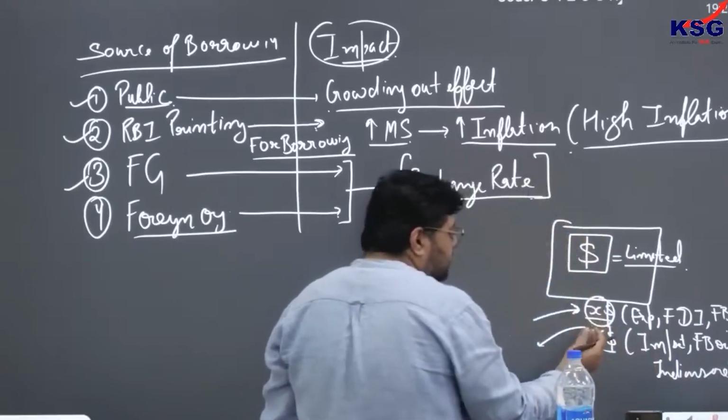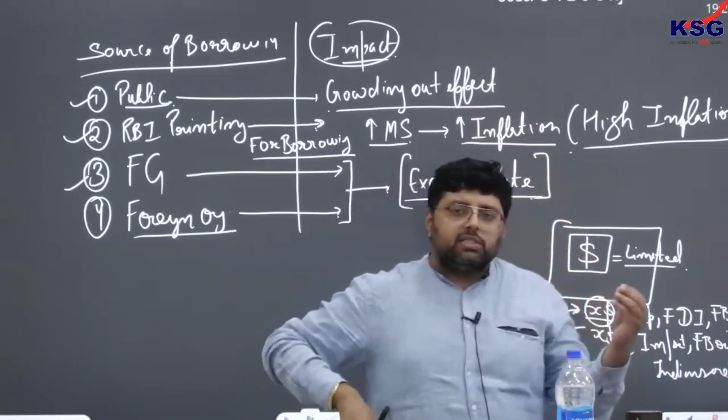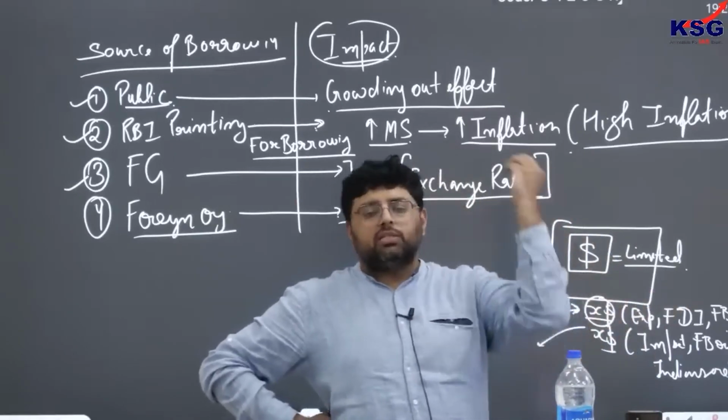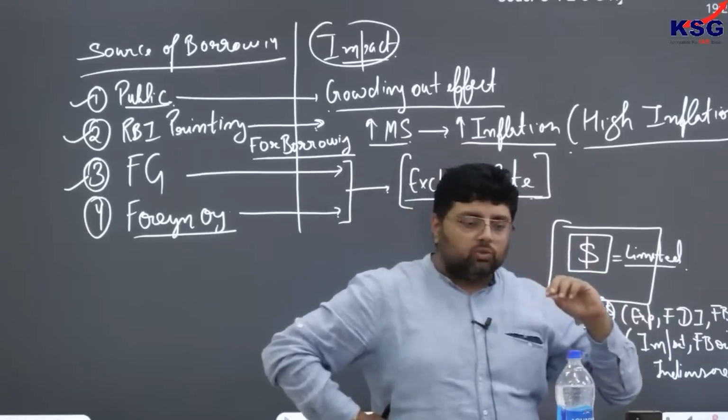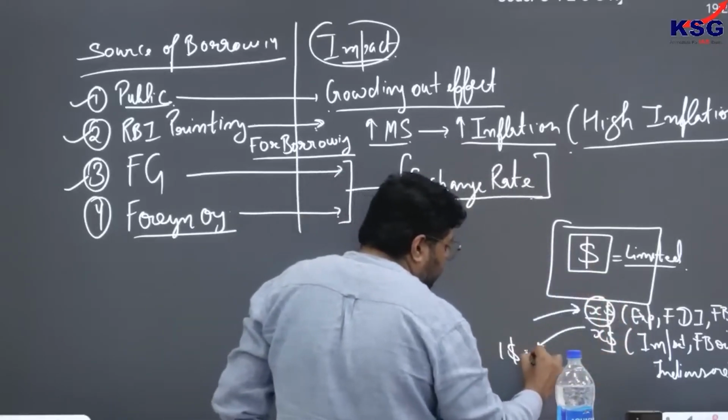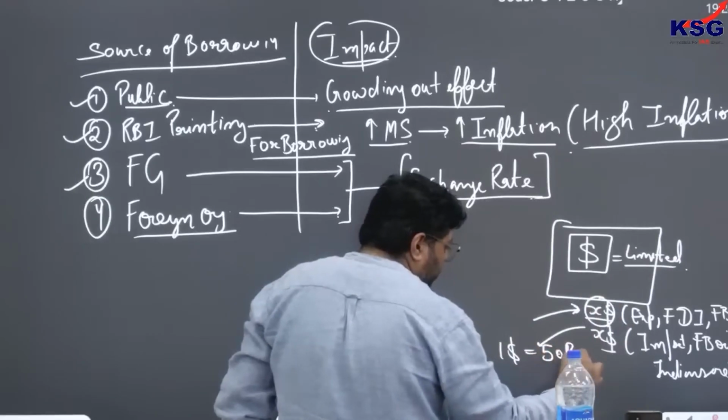So ultimately, suppose the number of dollars coming into your country through these activities is the same as the number of dollars going outside. When this is the situation, the exchange rate is, for example, 50 rupees.